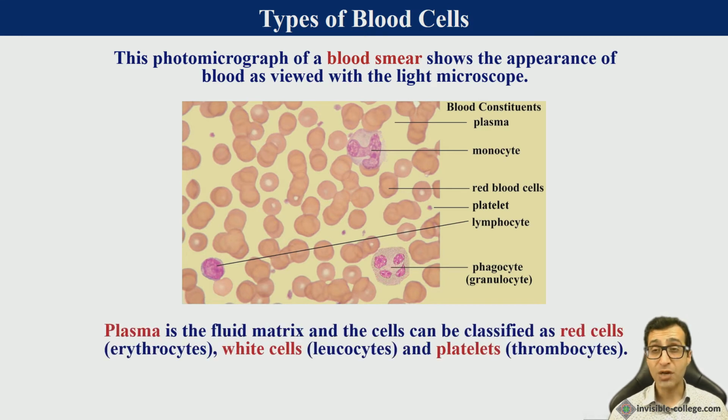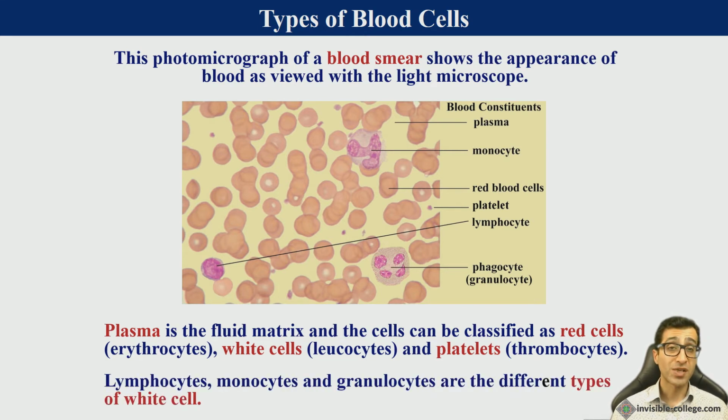And you have three general categories of cells within the plasma. You have the red cells, which are sometimes called erythrocytes. You have the white blood cells, which collectively are referred to as leukocytes. And you have the platelets, which are referred to as thrombocytes. Now, lymphocytes, monocytes, and granulocytes are the different types of white blood cells.